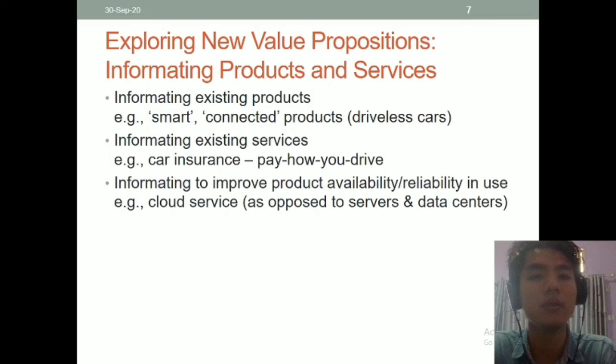Exploring new value propositions: informating products and services, informating existing products, e.g., smart, connected products, driverless cars, and informating existing services, e.g., car insurance, pay how you drive. And the last but not the least is informating to improve product availability and or reliability in use, e.g., cloud service as opposed to servers and data centers.